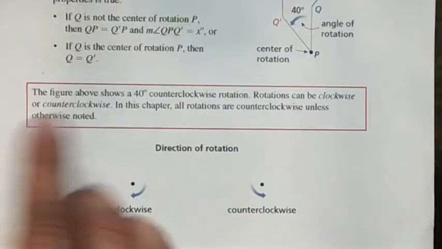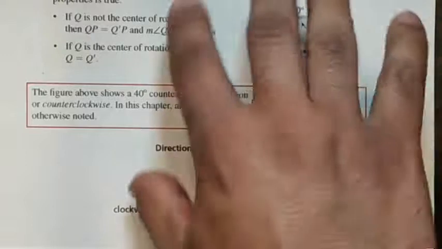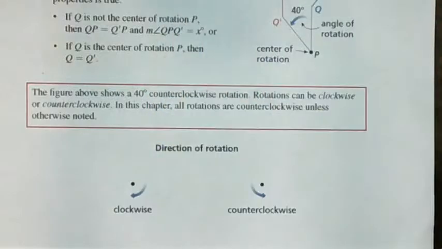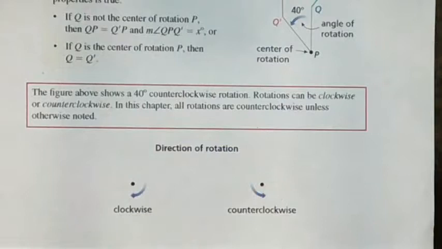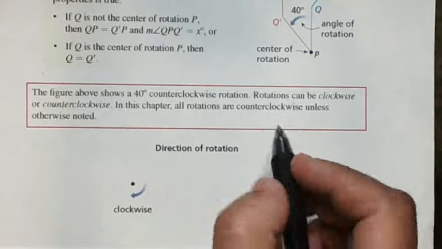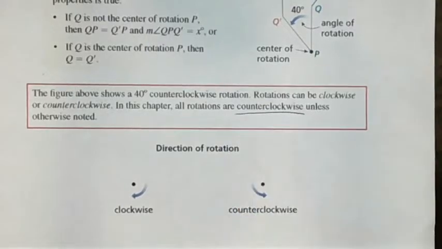An important thing to know: this direction that we're going, towards the left, is counterclockwise. Going towards the right is clockwise. We typically use counterclockwise; that's kind of the standard. If it is something other than counterclockwise, the directions will tell you what to do.